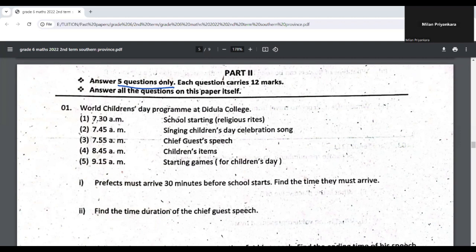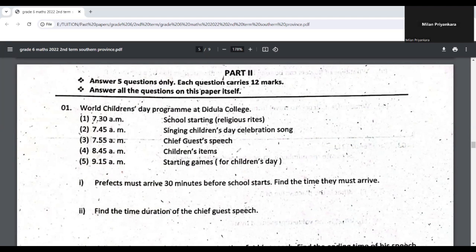The question is about a Children's Day program at Tidula College. This is the program: 7:30 a.m. school starting, 7:45 a.m. singing Children's Day celebration song, 7:55 chief guest speech, 8:45 a.m. children's items, 9:15 starting games for Children's Day.